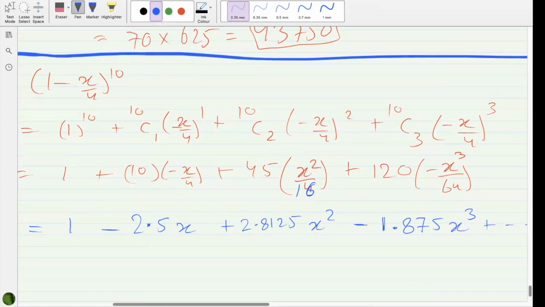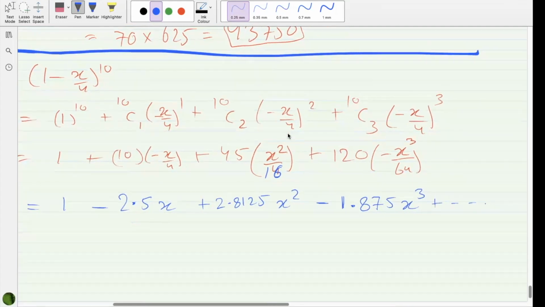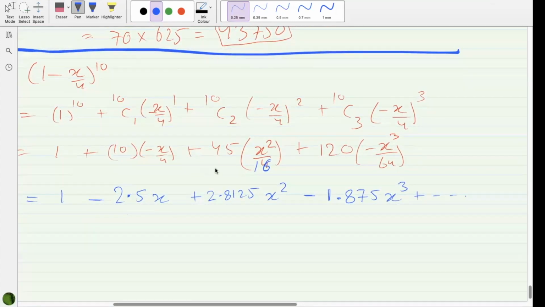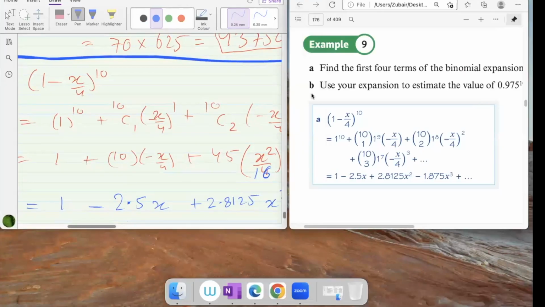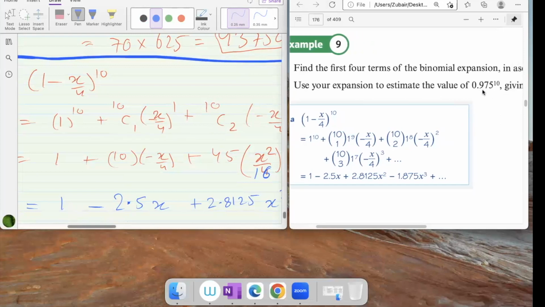$2.8125. We on same page now? Yes, sir. Okay, then it says, what does it say in the second part? It asks you to use your expansion to estimate the value of 0.975 raised to power 10. Now, this is something which you have to compare with this. So you can substitute something in place of x.